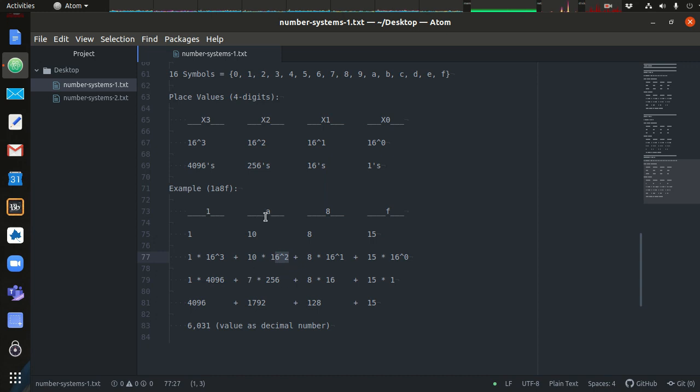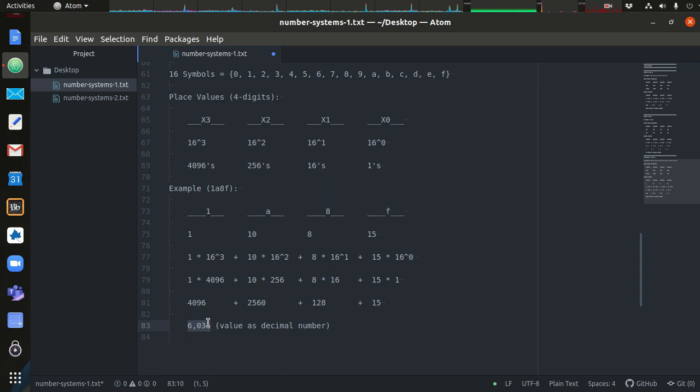And that's, let's see, 10, I'm not sure why I have a 7 there. That should be a 10. So 10 times 256 is 2,560. And this is going to affect my final outcome, which is fine. Then we have 8 times 16 to the first, which is 16, so 8 times 16 is 128. And then we pull down the 15, which is what the F value is, and we have 15 times 16 to the 0, which is 1, the ones place.